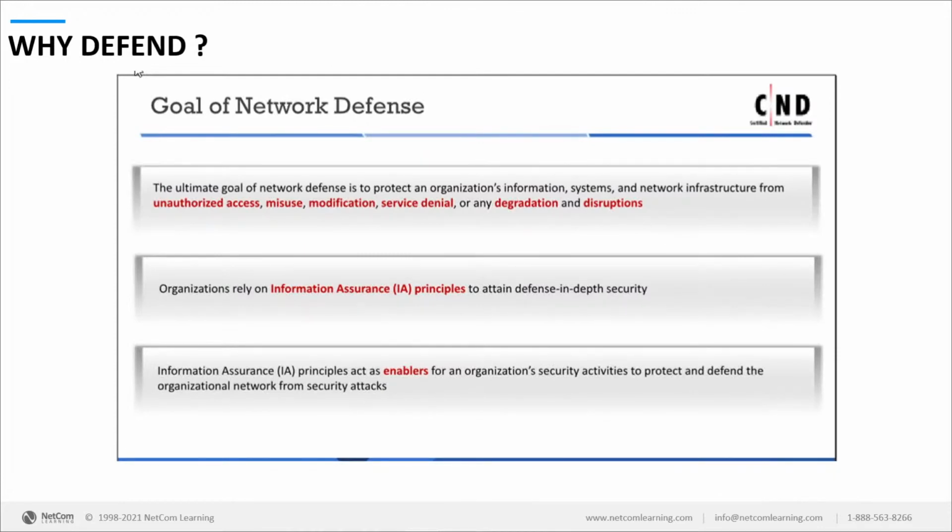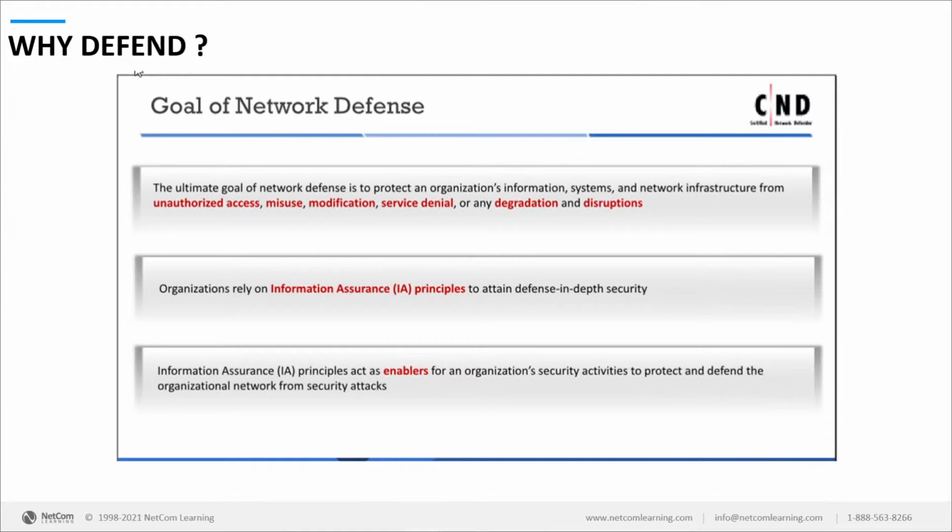Goal of network defense. What is the goal of network defense? To protect, preserve, and continue. You'll see the CIA triad: confidentiality, integrity, and availability. It is important for us to keep. The ultimate goal of network defense is to protect an organization's information, systems, and network infrastructure from unauthorized access, misuse, modification, service denial, any degradation or disruption.